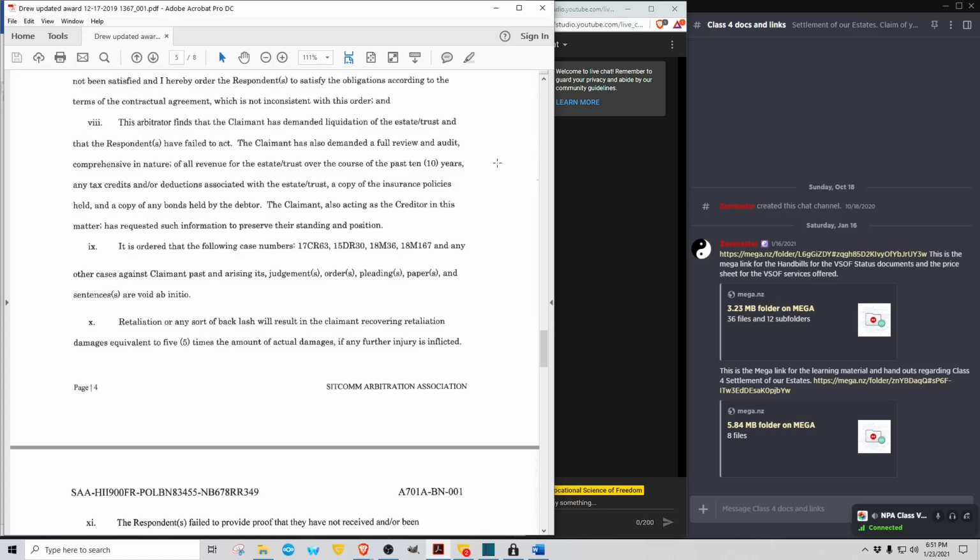And or deductions associated with the estate and trust, a copy of the insurance policies held, and a copy of any bonds held by the debtor. The claimant, also acting as the creditor in this matter, has requested such information to preserve their standing and position.